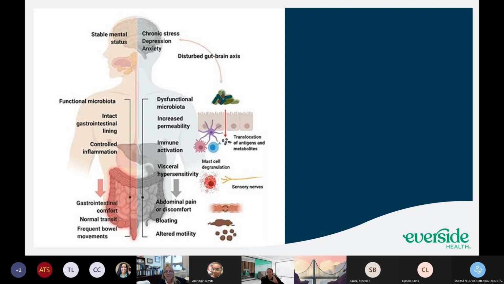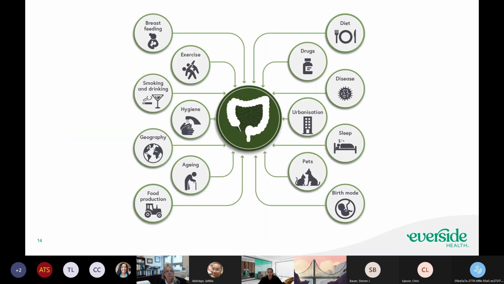With chronic stress, depression, anxiety, that bacteria in your gut, the microbiome's kind of messed up. You have increased permeability. So those cells that are close together kind of separate some. It's easier for stuff to get through, which means immune activation. Your gut might be more sensitive to certain things. You might have more pain, bloating, discomfort, and altered motility. So you might have diarrhea, you might have constipation. Kind of depends on the person.